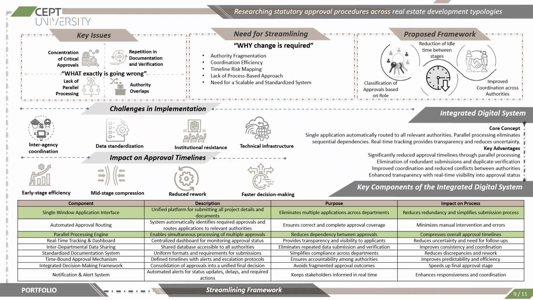The single window application interface creates a unified submission platform. Real-time dashboards improve visibility and reduce the follow-up requirements. Time-bound approval mechanisms improve accountability. Overall, this slide presents streamlining as a process restructuring exercise rather than only as a technological upgrade.